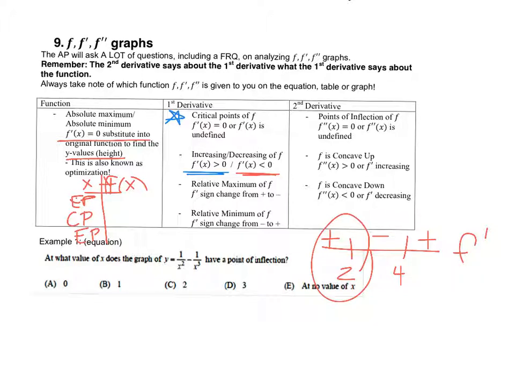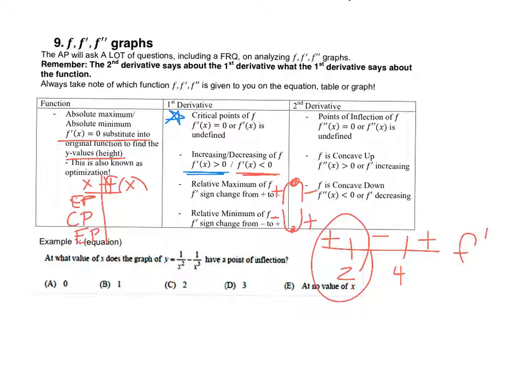Exactly. So our relative max goes from positive to negative. What I like to draw is always that curve that goes from increasing to decreasing to remind myself, okay, that's the max. And then a minimum would be lower, so that's when it's going from decreasing to increasing. That would be your min.